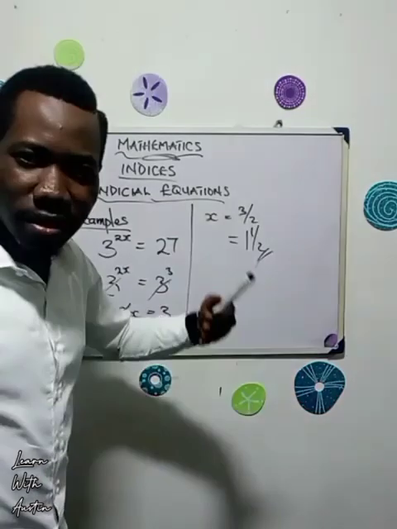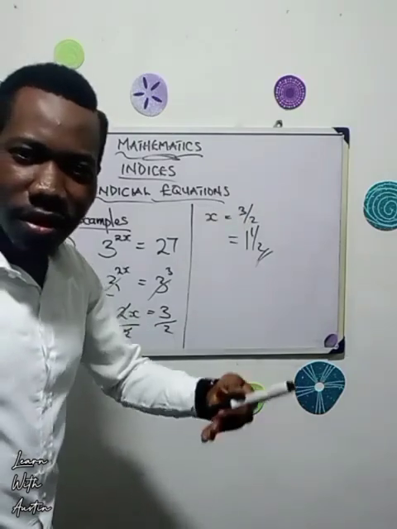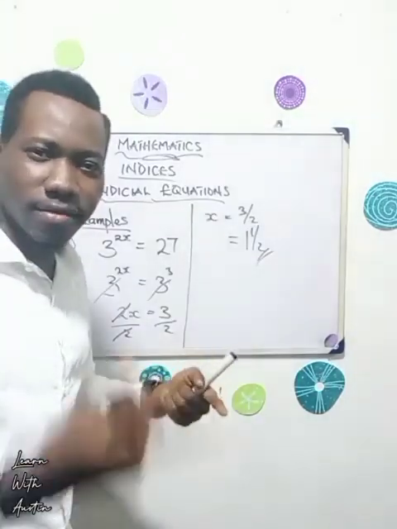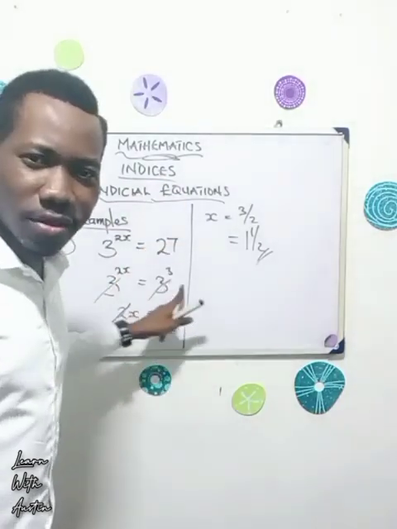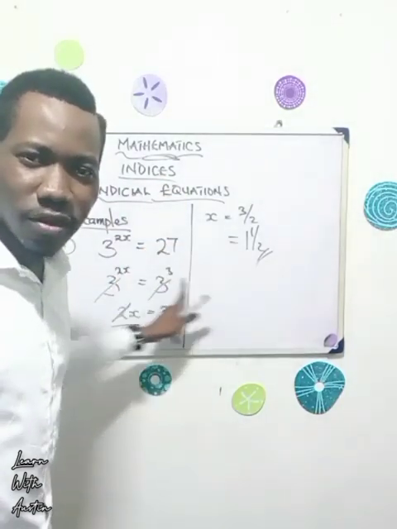Yes. 3 times 3 times 3, that's 27, right? 3 times 3, 9, 9 times 3, 27. So that's 3 raised to the power of 3. So that's how we got our 3 raised to the power of 3 here for 27. Now what do we do?